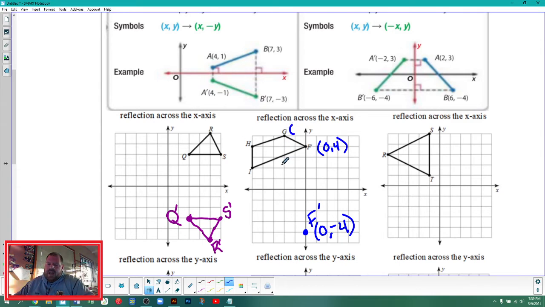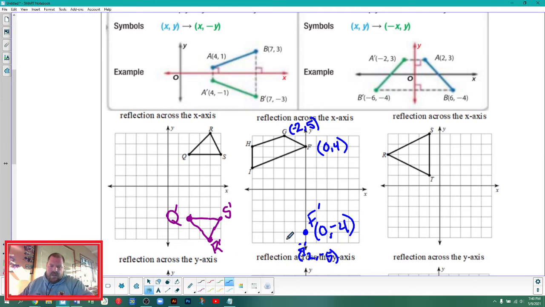G is here at negative 2, 5. So G prime is going to be at negative 2, negative 5. And that's going to be G prime. It's going to be right where I'm going to draw that side. So maybe that's not the best spot for it.